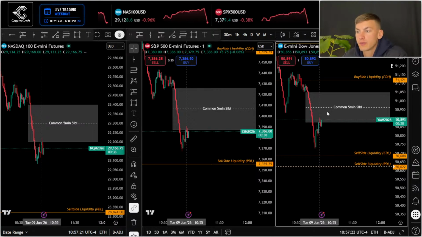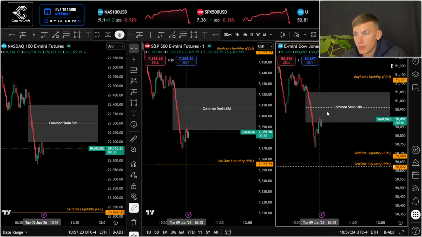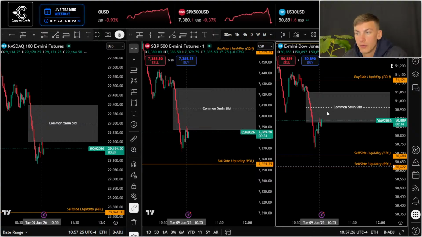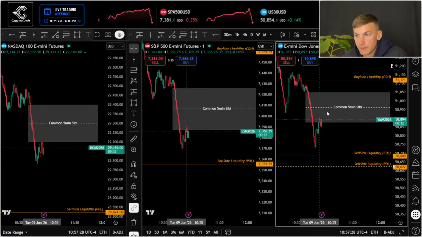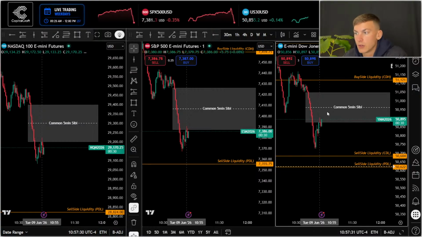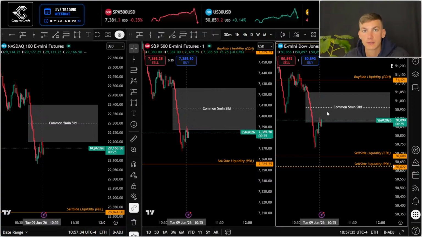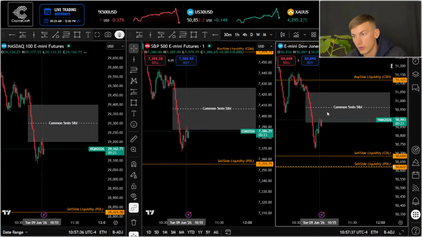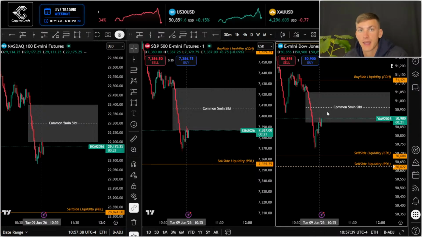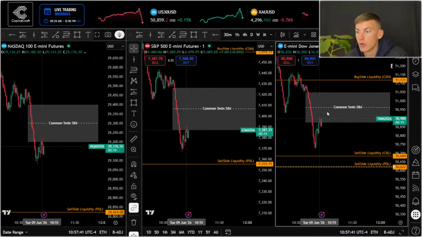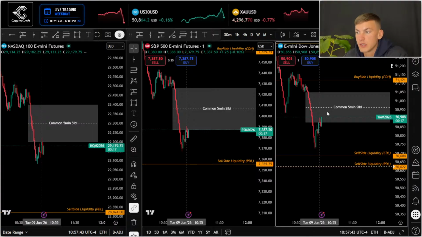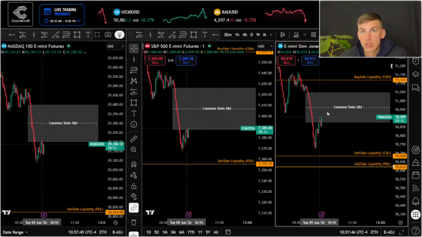Now, the draw on liquidity for me is the sell side liquidity in the form of previous day low, either on the Nasdaq, S&P, or the Dow Jones. Specifically, though, the Dow Jones. Why? Because the Dow Jones has not taken out previous day high or low. S&P and Nasdaq have taken out previous day high.